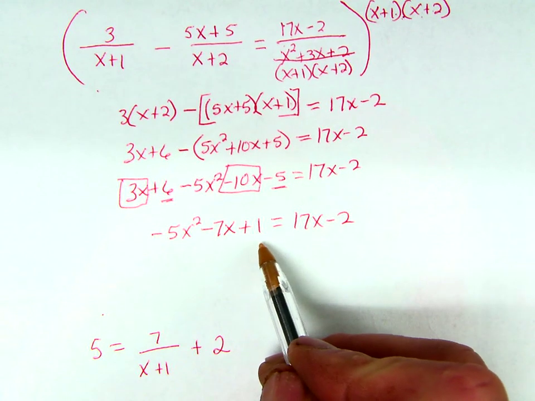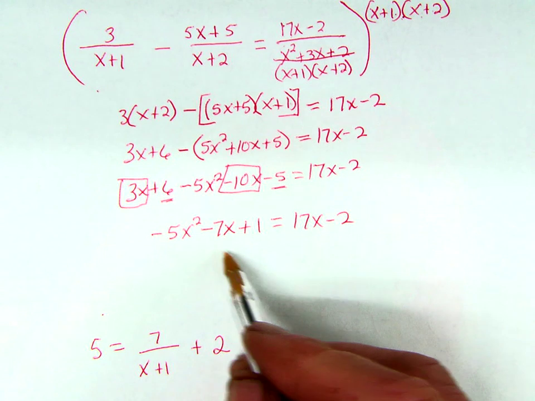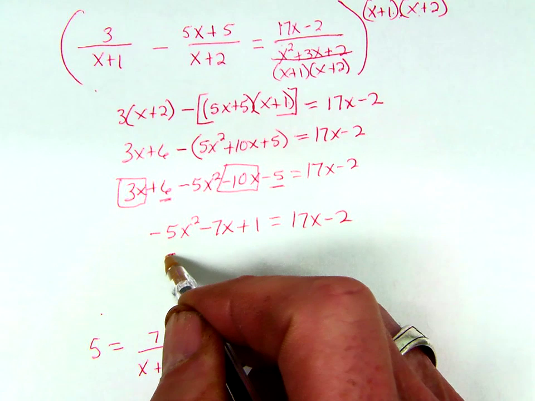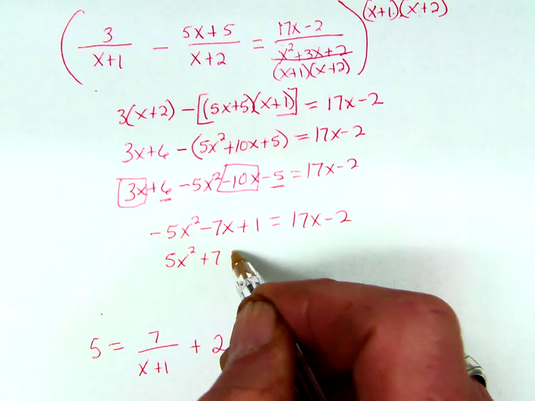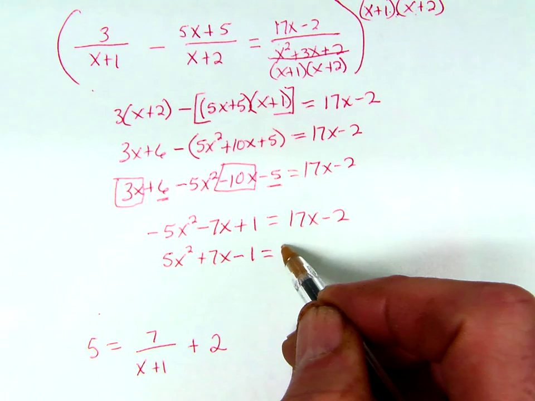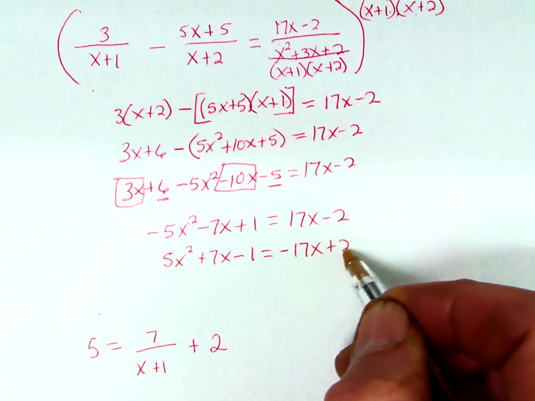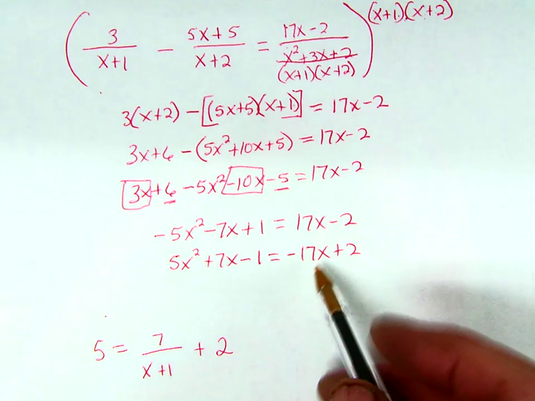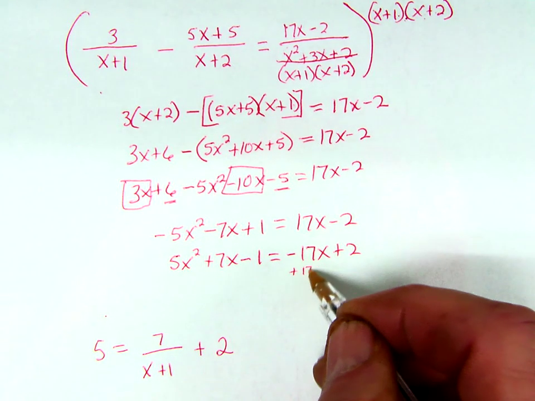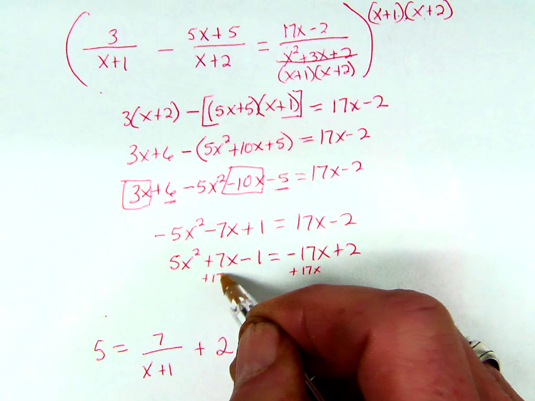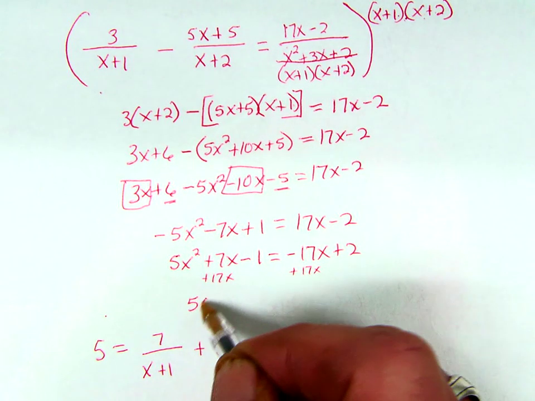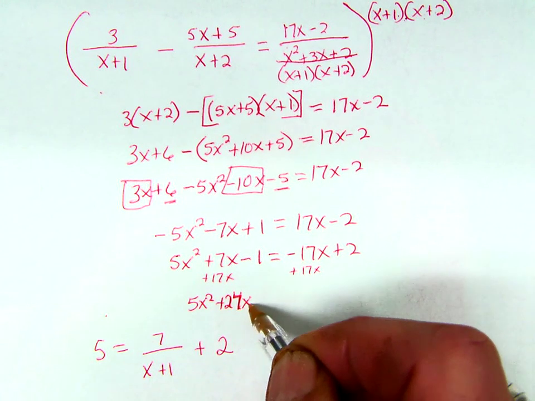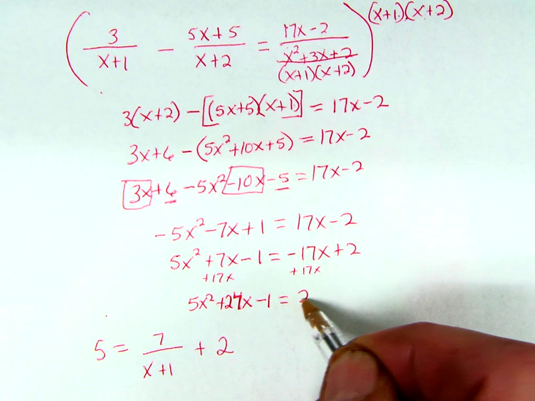Now let's see here. If I change the signs of everything in this equation, I get 5x squared plus 7x minus 1 equals negative 17x plus 2. I'm going to move these x's over here to this side. So plus 17x, plus 17x. 5x squared plus 24x minus 1 equals 2.